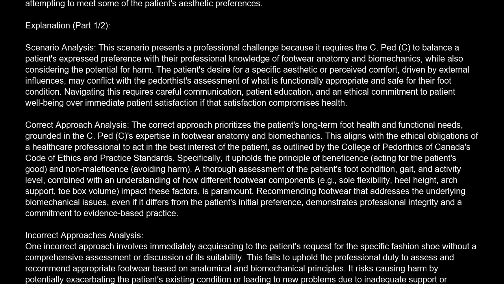This fails to uphold the professional duty to assess and recommend appropriate footwear based on anatomical and biomechanical principles. It risks causing harm by potentially exacerbating the patient's existing condition or leading to new problems due to inadequate support or inappropriate shoe construction. This approach prioritizes patient preference over professional judgment and patient welfare, violating ethical principles.